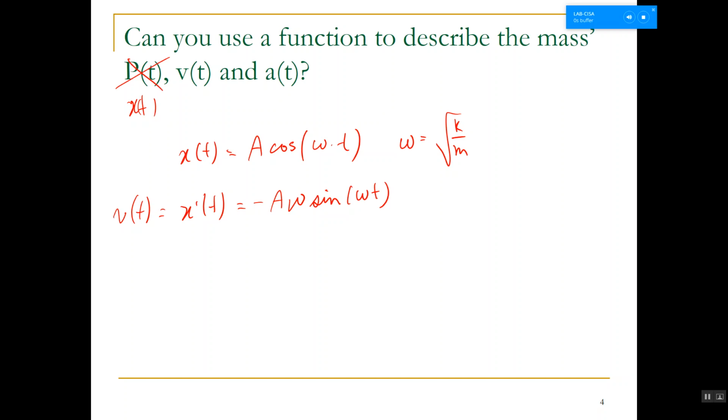So far, so good? Again, I'm not going to ask you guys to do this. I'm only showing it to you to show you where the equations are coming from.